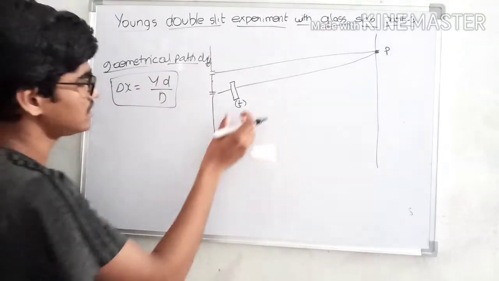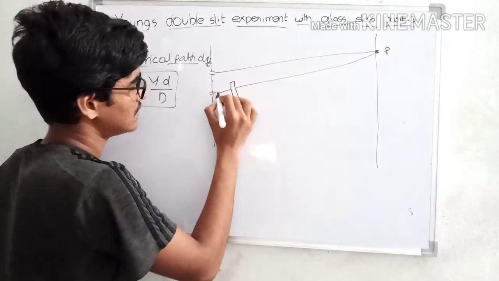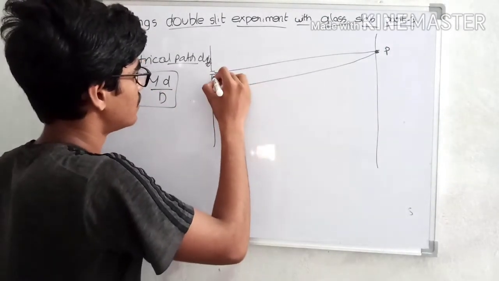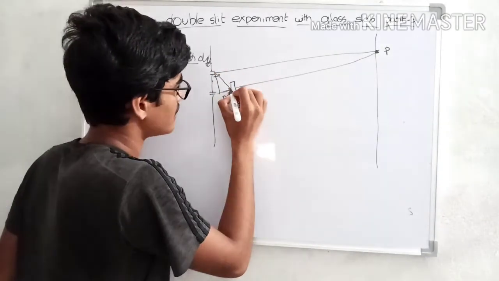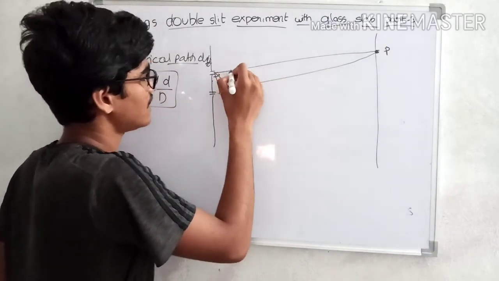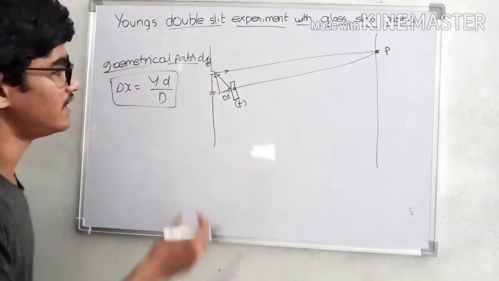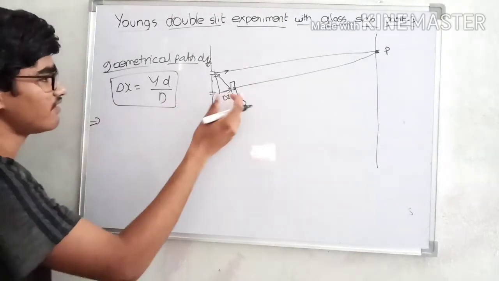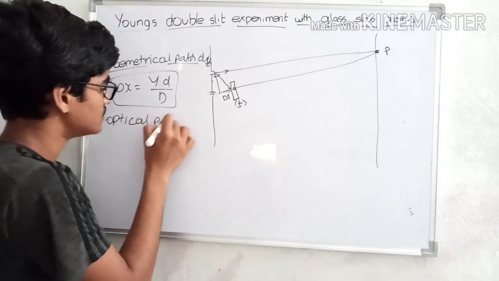Then after placing the glass slab here, consider delta x up to here as the initial path difference. Then the ray travels from here to here, this distance. Here the second ray in vacuum travels with more speed. That means it covers some more distance, and an additional path difference is created by this glass slab. And we call this path difference the optical path difference.